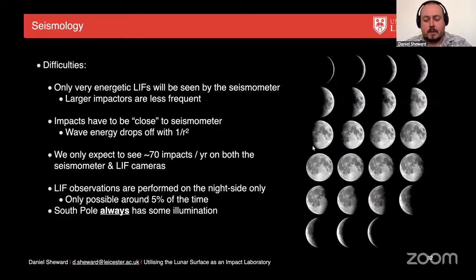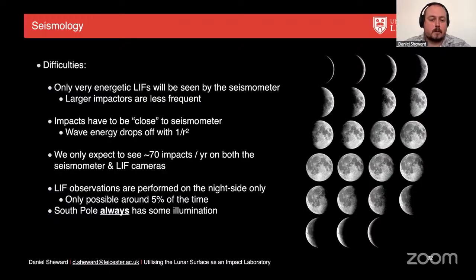And it's not as simple as it sounds. Only very energetic impacts can be seen by the seismometer, and the frequency of these impacts is less. The bigger of an impact that you need, the frequency is a lot less. And these impacts need to be, quote unquote, close to the seismometer, because the wave energy of the generated seismic signal drops off with 1 over r squared.